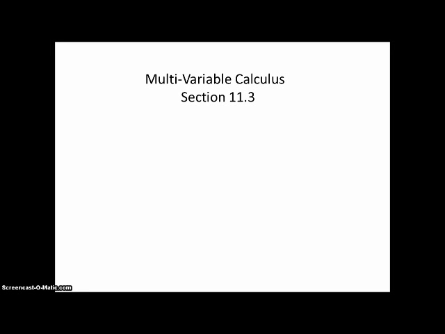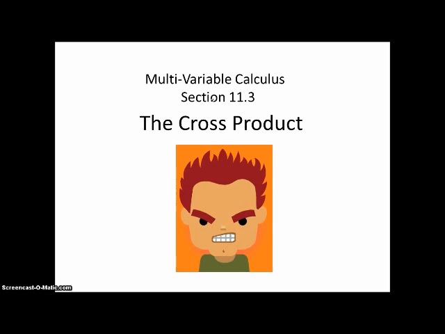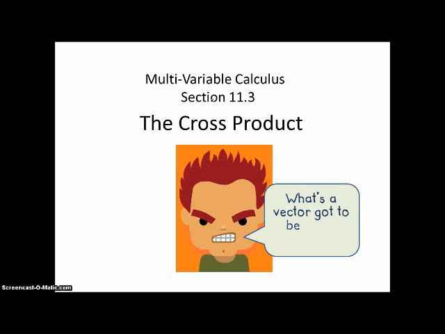Multivariable calculus, section 11.3, the cross product. Grrr. What's a vector got to be angry about? Well, the cross product has nothing to do with anger.